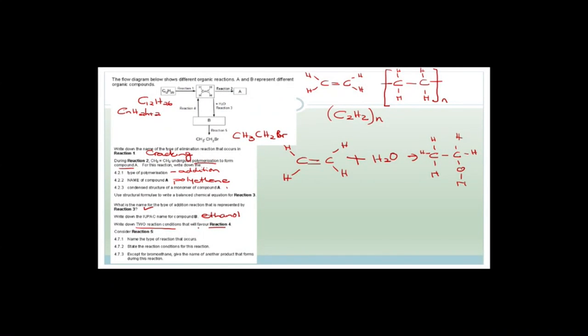Next it says write down two reaction conditions which favor reaction four. Okay, so reaction four, we're going from ethanol back to ethene. So we're removing the water. So it needs to be an acidic reaction. In other words, it needs to have sulfuric acid to remove it, and it needs to be under reflux. Remember that? Okay, finally, it says consider reaction five. So reaction five, we're going from our ethanol and we end up with a bromine in it. So it says name the type of reaction occurring, that can only be a substitution reaction. Substitution, because we're replacing the hydroxyl group with a bromine.